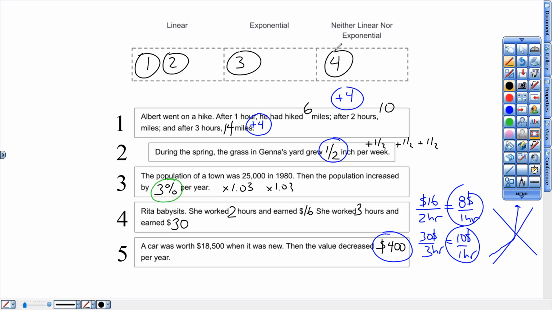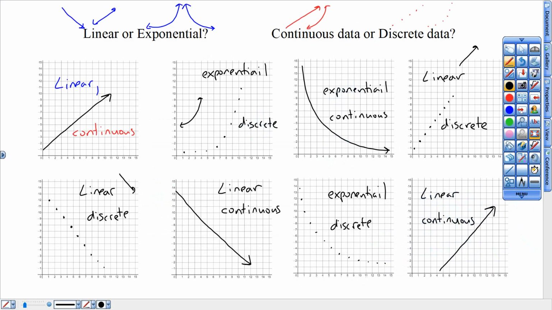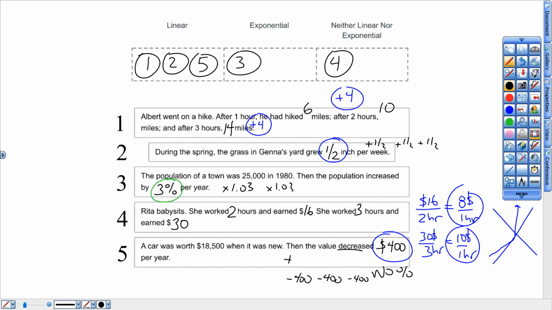And then the last one, 400, no percent there. That's decreasing, minus 400 every year, no percent there. That makes this linear. All right, keep rolling. Have to know those two problems, these 2 pages for the final. Have to know those. All right, keep rolling.